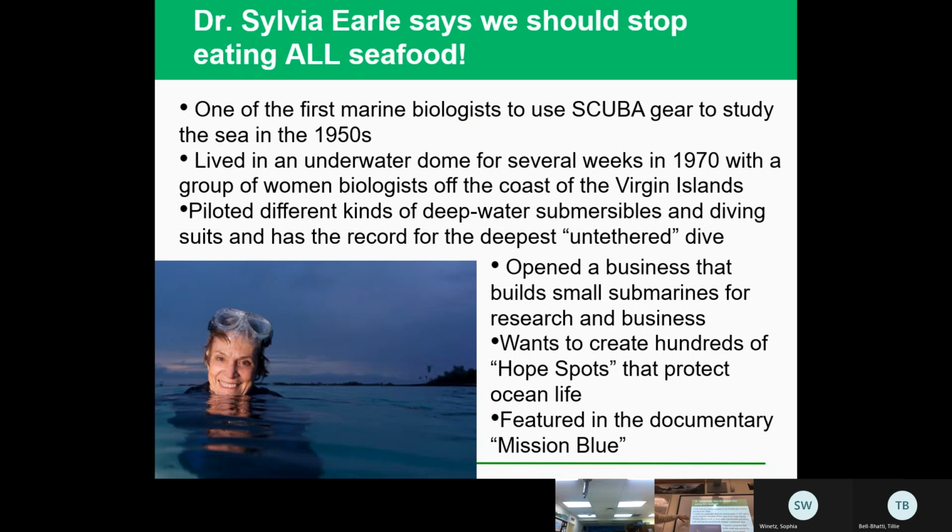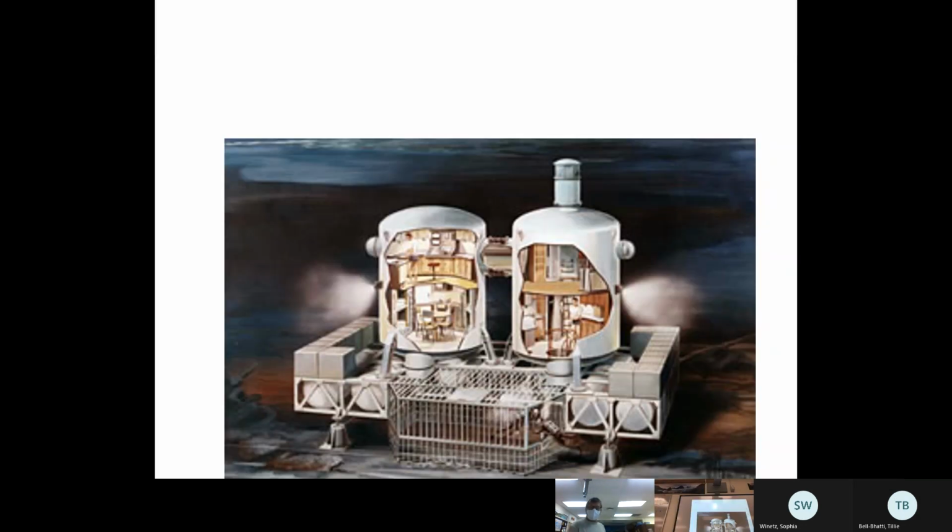She's also piloted different kinds of deep water submersibles and diving suits. At one point, she had the record for the deepest untethered dive. Maybe she still does. That means you're not attached to a ship. So when you go really deep, usually you're attached to something. There's a cable. She opened a business that builds small submarines. She has been creating these hope spots to protect ocean life and is featured in a documentary.